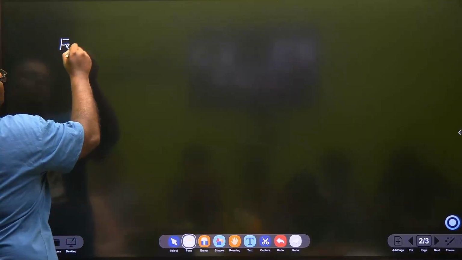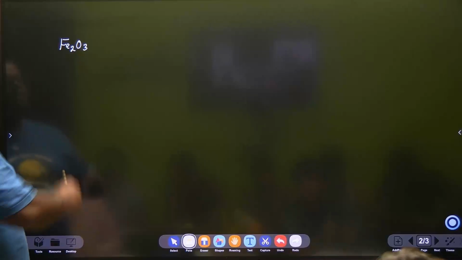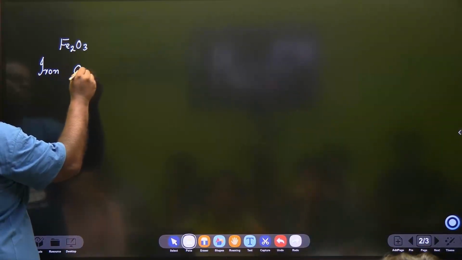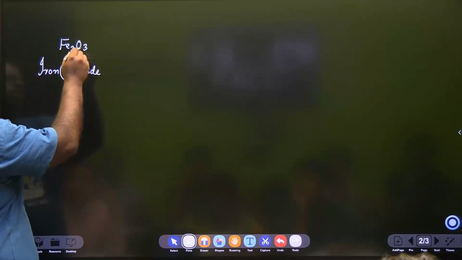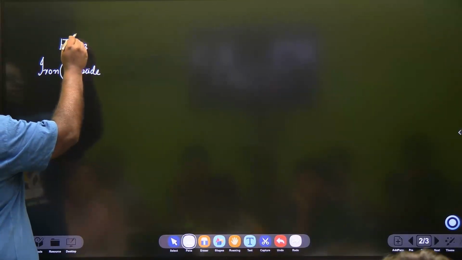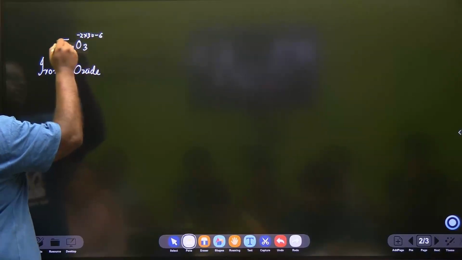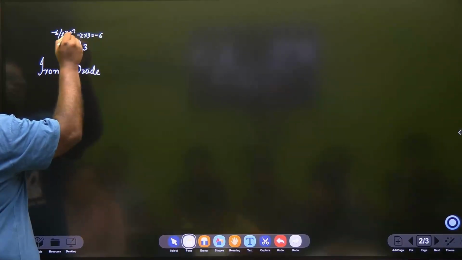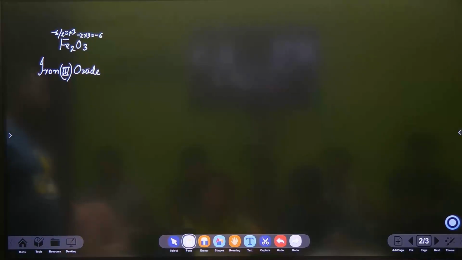Fe2O3. Let's predict. It's iron oxide, no doubt about it. But we should also predict what is the state of iron. Oxygen is -2. So a -2 multiplied by 3 gives you -6. So you should have -6 divided by 2. So this is +3. So this is iron 3 oxide. So it will be known as ferric oxide.